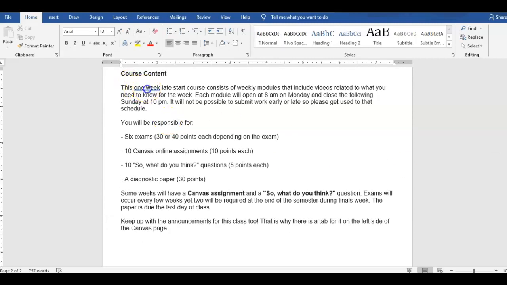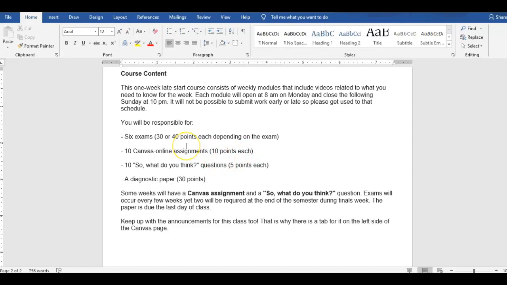Course content. This is giving me a little blue line. It's probably supposed to look like that, huh? 1 week right here. 1 week late start class. So therefore, when we do get started, things will pick up pretty quickly. And you need to keep up with each module. Opens at 8 a.m. on Monday, closes the following Sunday at 10 p.m., slightly less than 1 week.